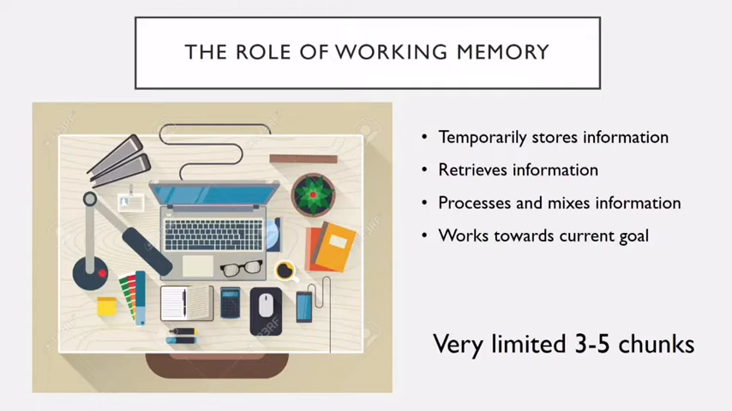Now, it's called the working memory because it's where we temporarily work with the information before we consolidate it as long-term learning. And the role of the working memory is to temporarily store the information while we work with it, to retrieve information from our long-term memory, to process and mix information, and to work towards current goals. Nothing massive like to be ruler of the world, but short-term goals like to open the door, to solve the sum. So what does this mean in the context of learning in maths, for example?